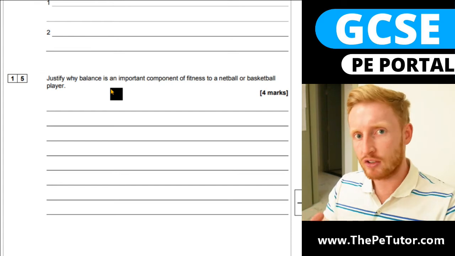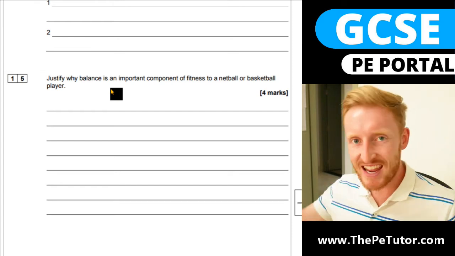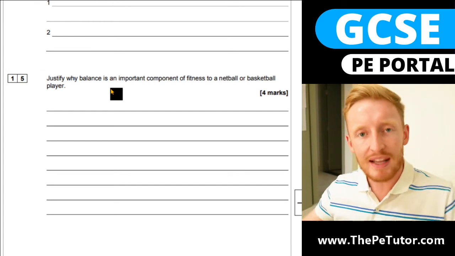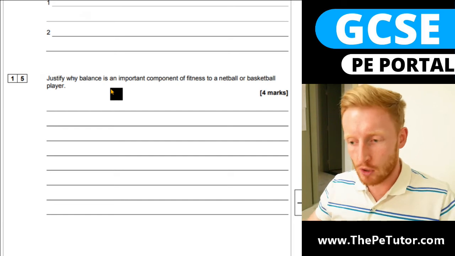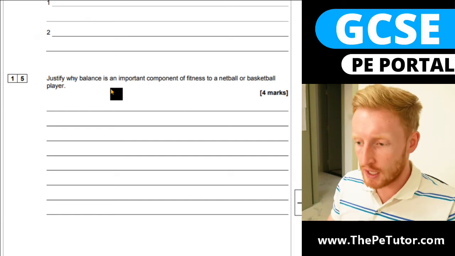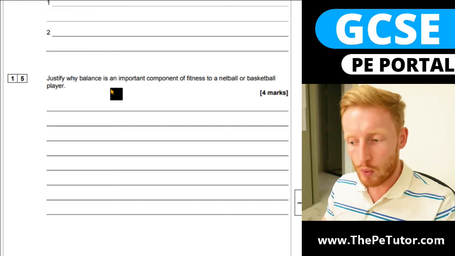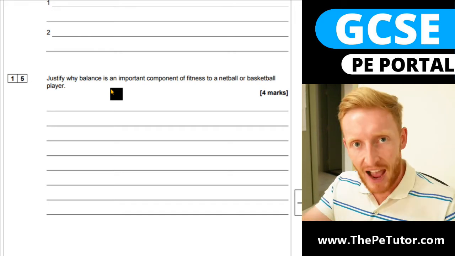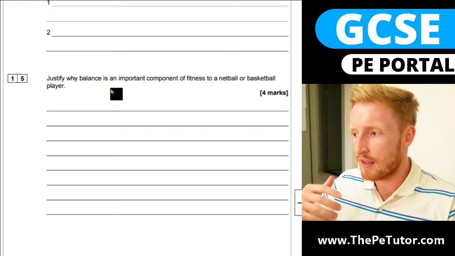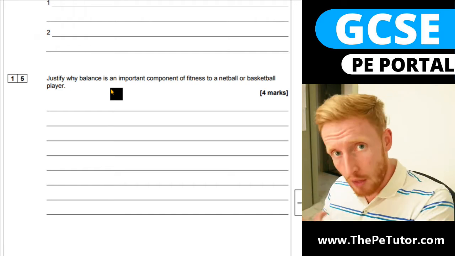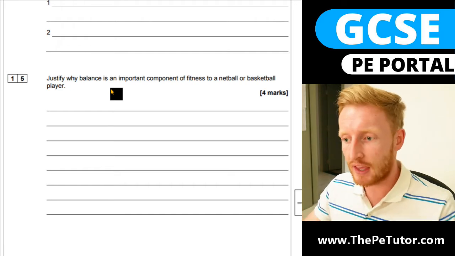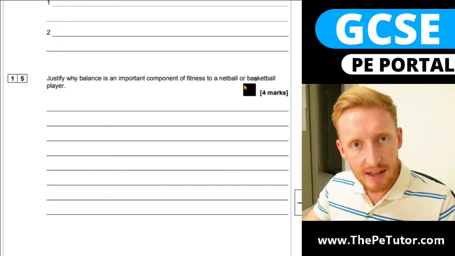AO2, well, what does balance look like in the body? What does it aid? What does it lead to? Well, it leads to stability. So if we can achieve balance in the body, it means in sport we can achieve stability. We've got a stronger base to act off from. Now in some sports that's not very important, but in others it is. And in the case of netball and basketball, it is important.